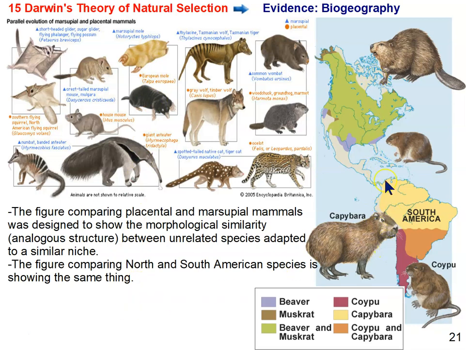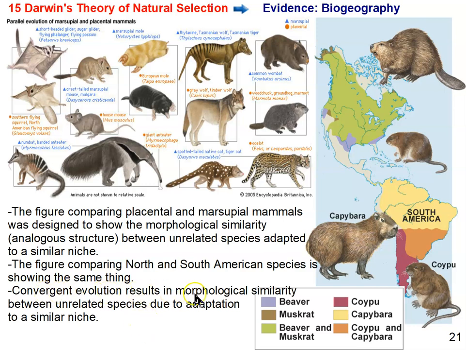We see the same thing in this comparison of North American and South American species, and we're only looking at a couple different species, and all four of these species are placental mammals. But you can see that the beaver and the muskrat look very similar to the capybara and the coypu, but not because of common ancestry. They've been evolving separately for a long time, but they have adapted to very similar niches. The beaver and the capybara and the muskrat and the coypu, they occupy very similar niches, and therefore have analogous structure that has resulted from convergent evolution.